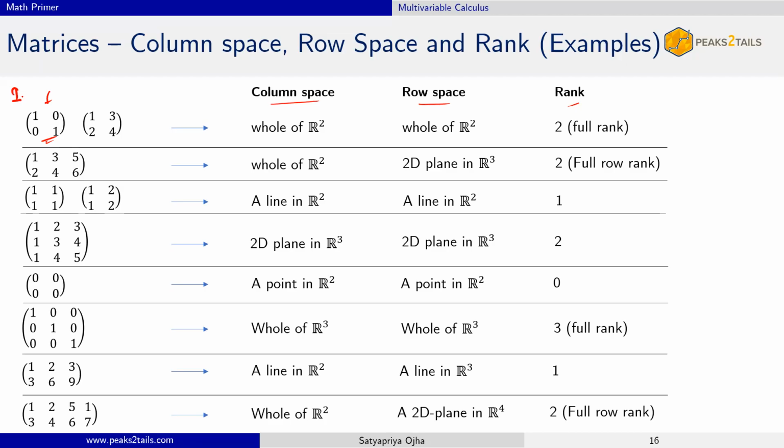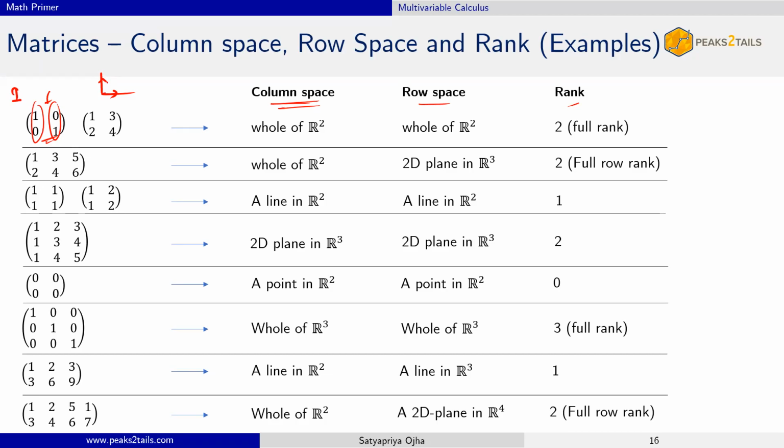Cool. Now, let's do the column space. This is one vector, this is another vector. One vector is 1, 0, the other vector is 0, 1. In 2D space, these are the unit vectors. So 1, 0 is this, 0, 1 is this. Using these two, how much space can I cover? What is the span of these two vectors?